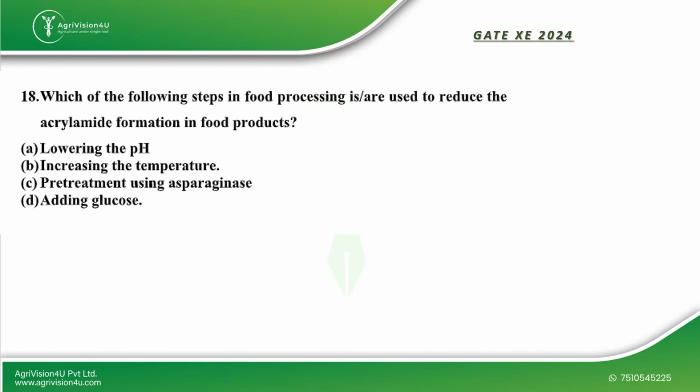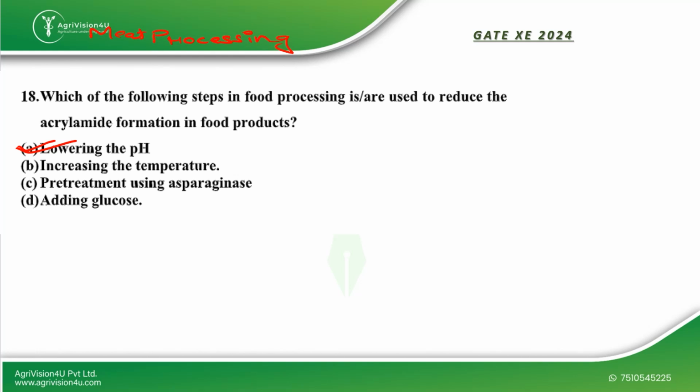So question number 18. Which of the following steps in food processing are used to reduce acrylamide formation in food products? This is basically from food processing. Okay, so first option, that is lowering of pH. This is true. Why? Because lowering the pH can reduce acrylamide formation. Acidic conditions inhibit the Maillard reaction, which is responsible for acrylamide formation.